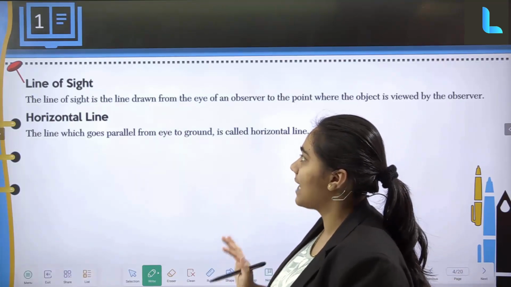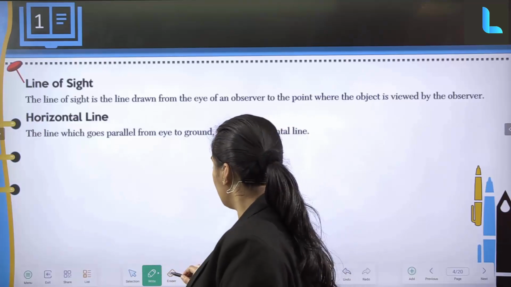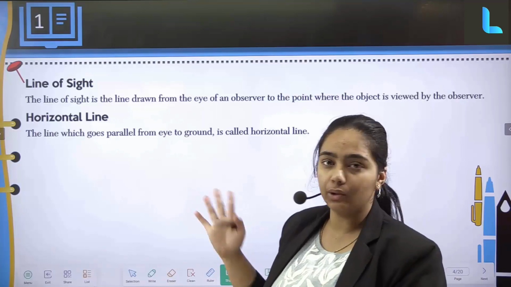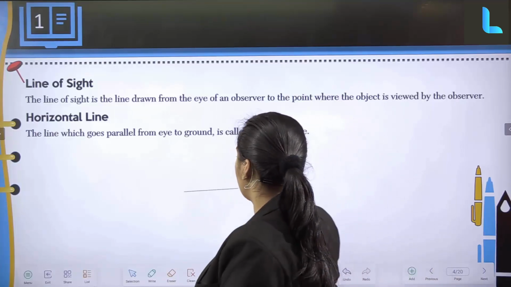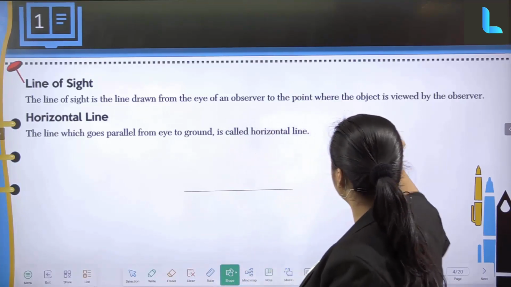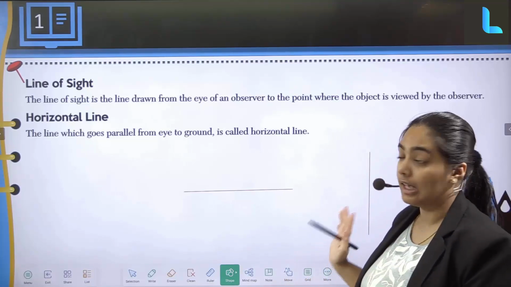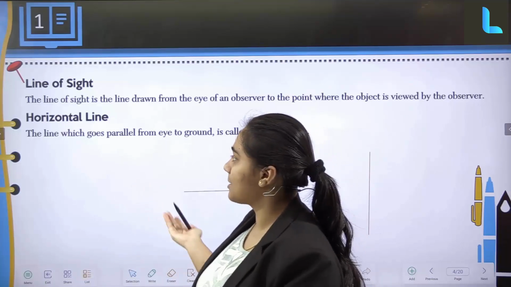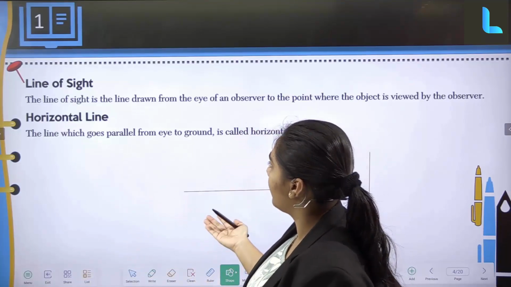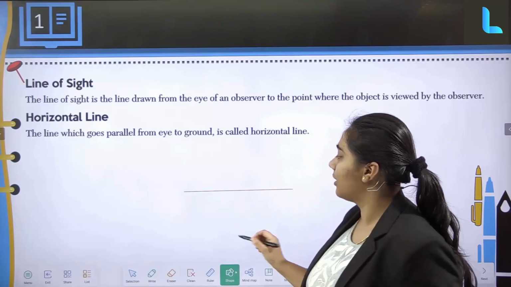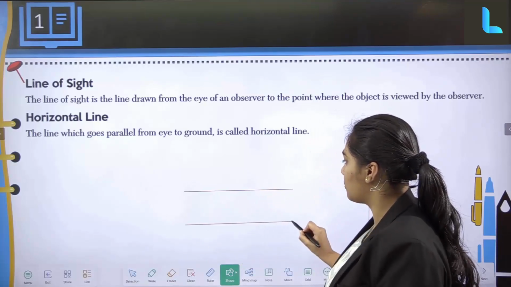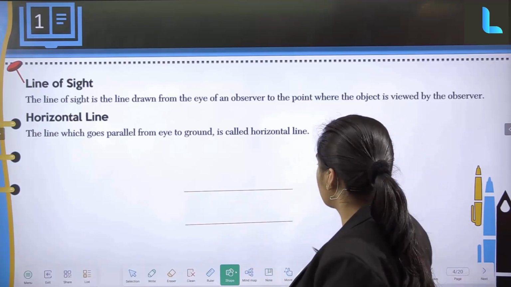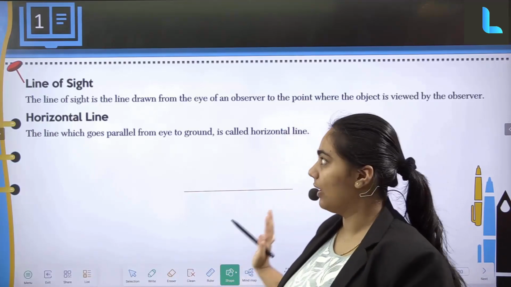What is line of sight and what is horizontal line? I would just like to give you an example. Horizontal line is something like this and vertical line is going to be like this. So this is nothing but the horizontal line. The explanation says the line which goes parallel from the eye to the ground is called the horizontal line. If you consider this to be your ground, then the parallel line is going to be your horizontal line.